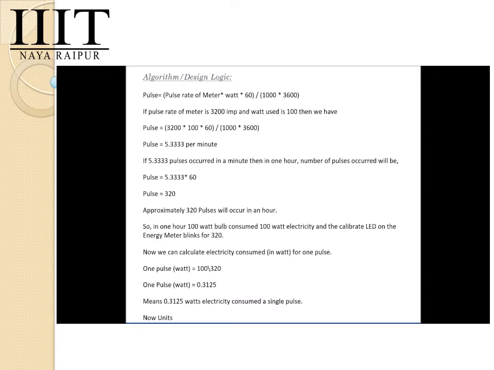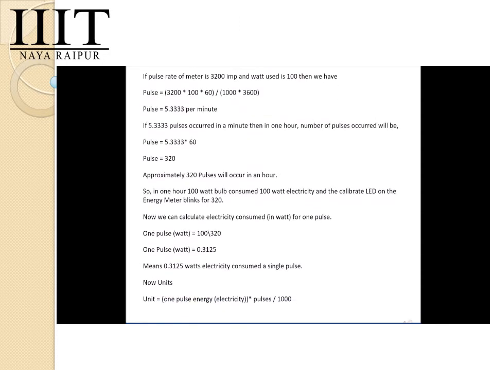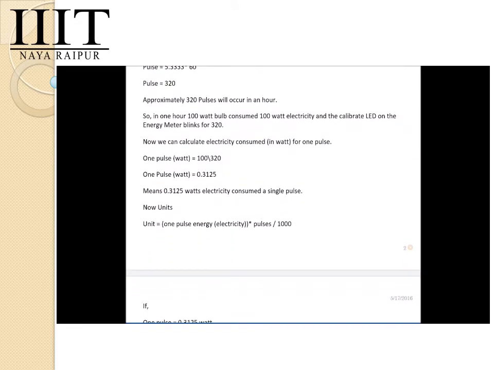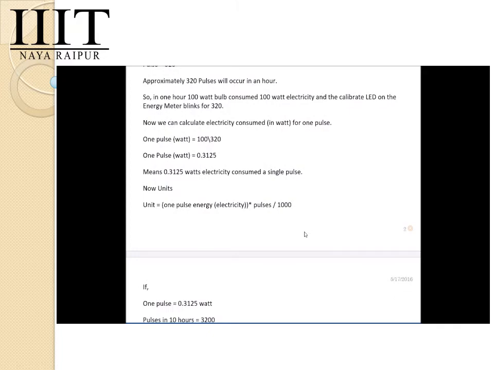So in 1 hour, the 100 watt bulb consumed 100 watt-hours of electricity, and the calibration LED on the energy meter blinks 320 times. We can calculate the electricity consumed for one pulse. 1 pulse energy is equal to 100 by 320, which is 0.3125, which means 0.3125 watt-hours of electricity is consumed in a single pulse.